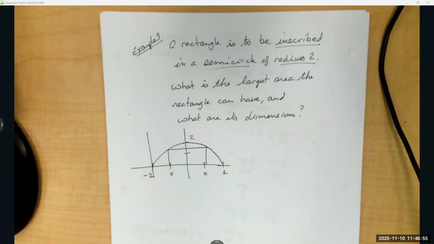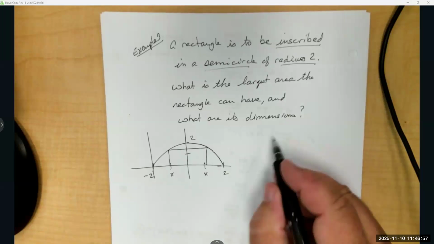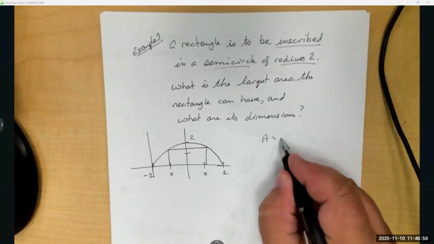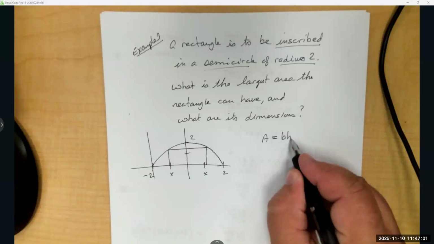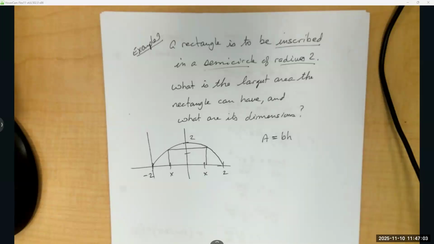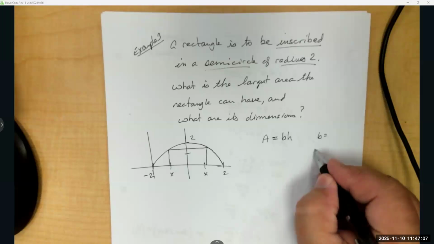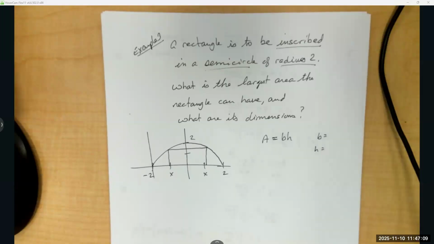What is the largest area of the rectangle? So the area of the rectangle is base times height. And what are its dimensions? What are b and h? So basically, that's all we're asked to find. What are we given?